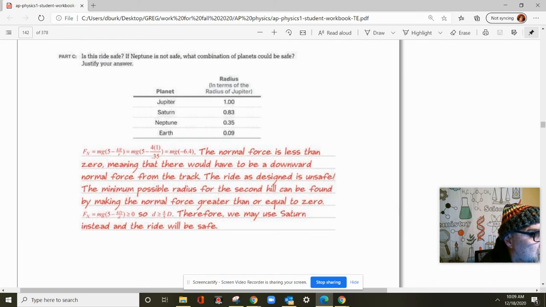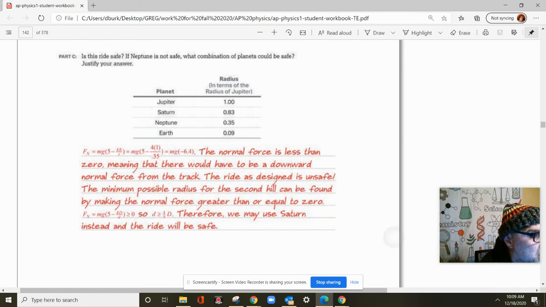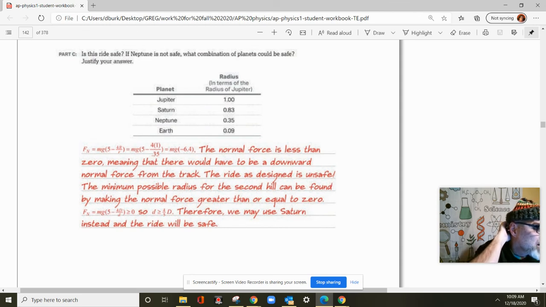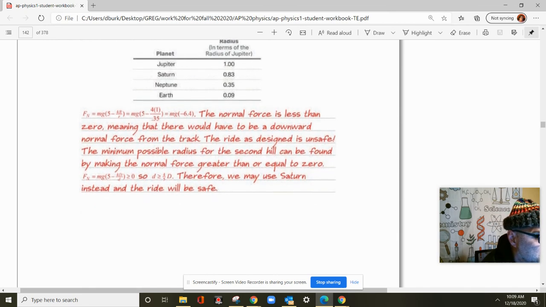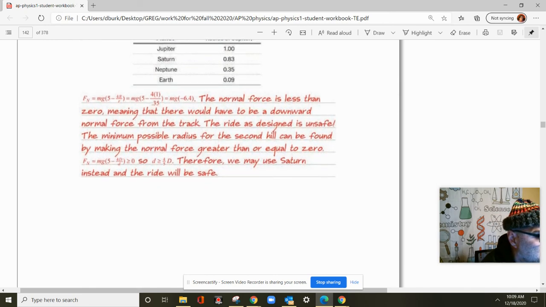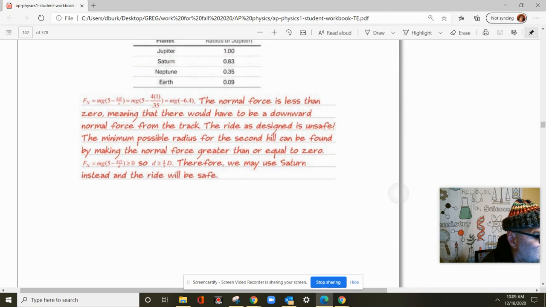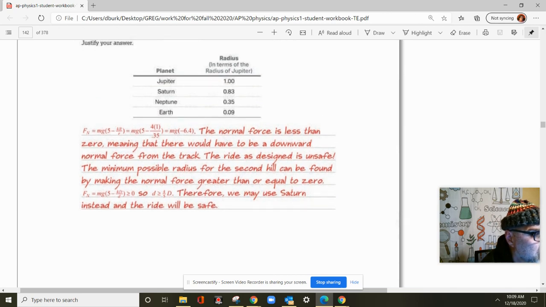Whew, is this ride safe? If Neptune is not safe, which planets could be safe? If the normal force is less than 0, that's not safe. The minimum possible radius for the second hill can be found by making the normal force greater than or equal to 0. So therefore, the diameter ratio has to be greater than or equal to 4/5. The diameter of the little planet has to be at least 80% of the big planet. So Saturn would work. Neptune won't work.